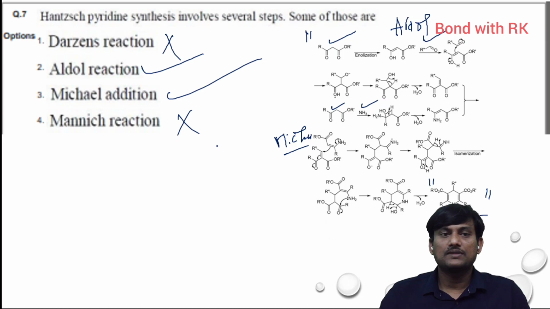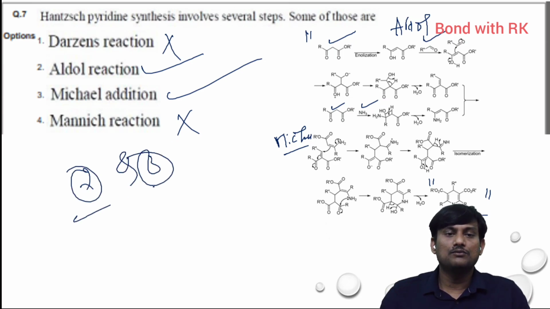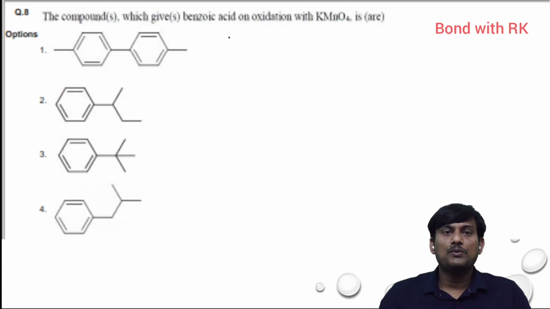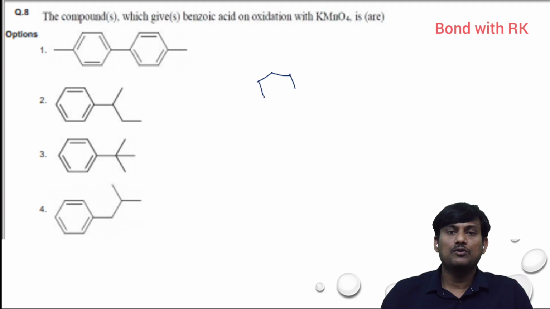So what are the correct options? 2 and 3, these two reactions are involved in the Hantzsch pyridine synthesis. The compounds which give benzoic acid on oxidation with KMnO4 are: in the KMnO4 oxidation, if the benzylic group has a proton, at least one proton, then this one is oxidized by KMnO4 into benzoic acid.